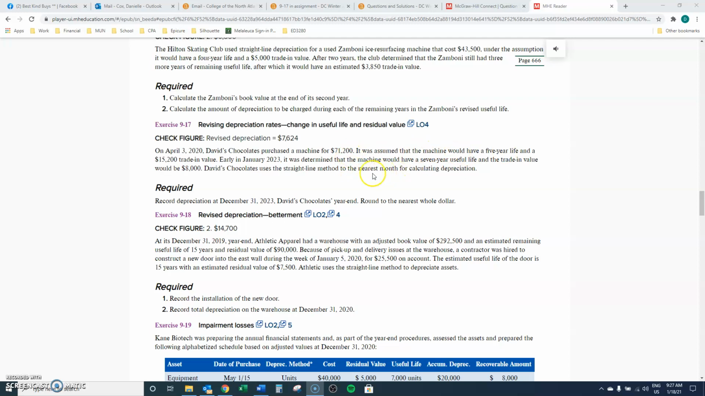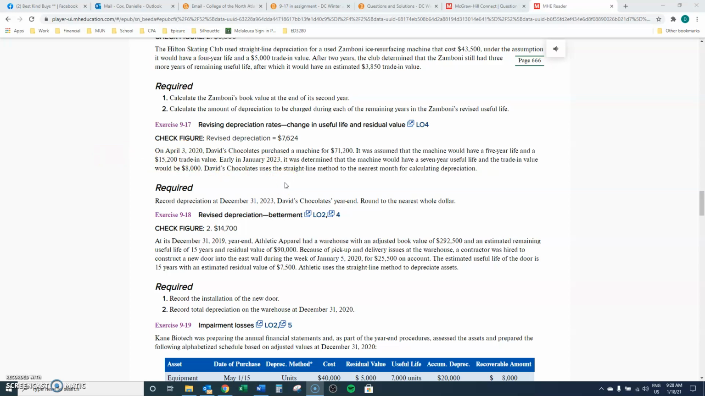In the first year, because they do it to the nearest month, the machine was purchased April 3rd. Because it was for more than half the month, it would have been taken for April through December, so that's 9 months. So in 2020, you would take the full year depreciation, multiply it by 9 over 12, because it's 9 out of 12 months, and that would give you $8,400. 2021 would have been the full $11,200, and 2022 would have been the full $11,200. Then you add that up to get how much depreciation was taken up till the beginning of 2023, and that would have been $30,800.